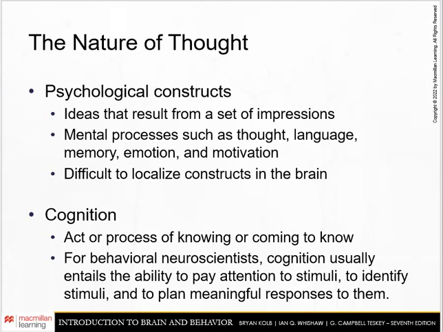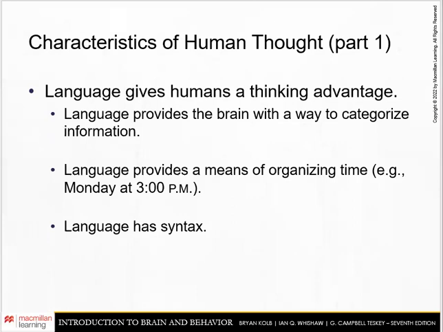Then another important term is going to be cognition, which is the act or process of knowing or coming to know. For behavioral neuroscientists, cognition usually entails the ability to pay attention to stimuli, to identify the stimuli, and to plan meaningful responses to them. So these are two key terms that I think are worth making sure that we're well aware of in this chapter.